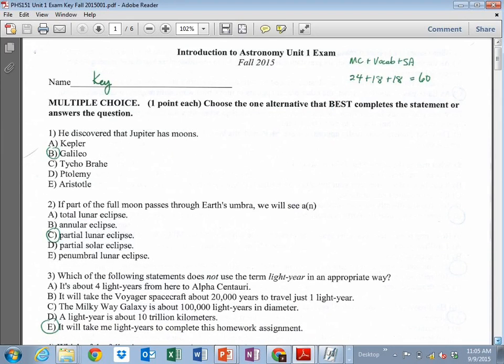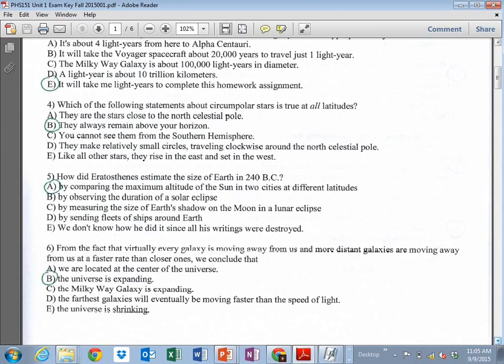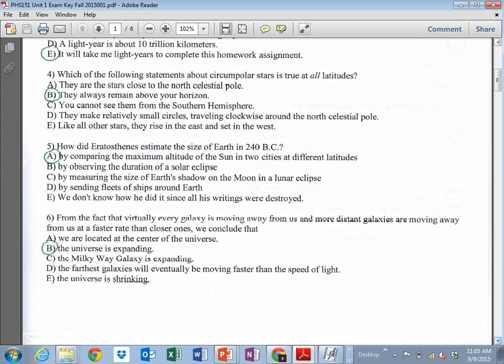Which of the following statements about circumpolar stars are true at all latitudes? And this one threw some people off, and people tended to put A, that circumpolar stars would be close to Polaris. But actually, if you're at the North Pole, all stars are circumpolar, and they're not close to Polaris. So the best answer there is that by definition, they're circumpolar, B, they remain above the horizon.